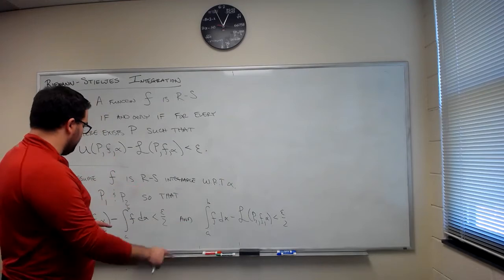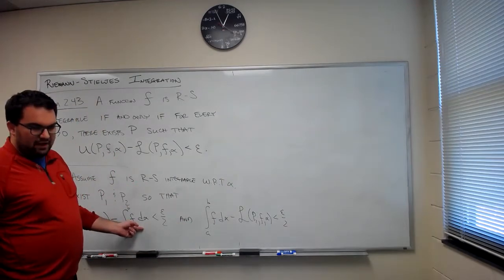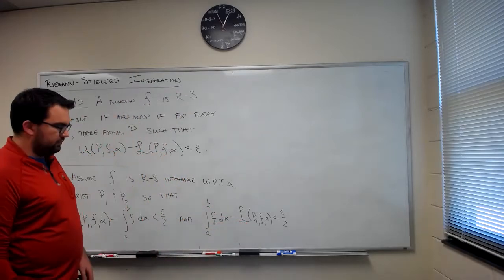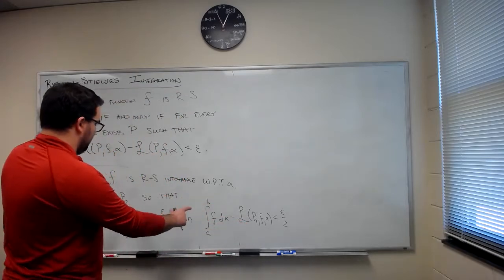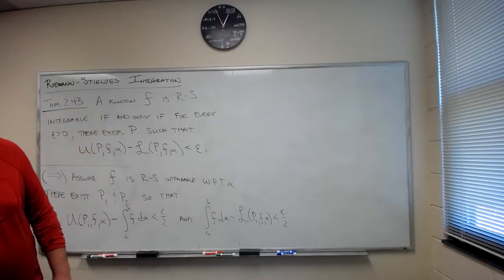Now notice I've switched these around, right, because we have some ordering. The upper sums are always bigger than the actual value of the integral. Lower sums are always smaller than the actual value of the integral. So we have these switched around, but I can basically make sure they're within epsilon over 2 of one another.